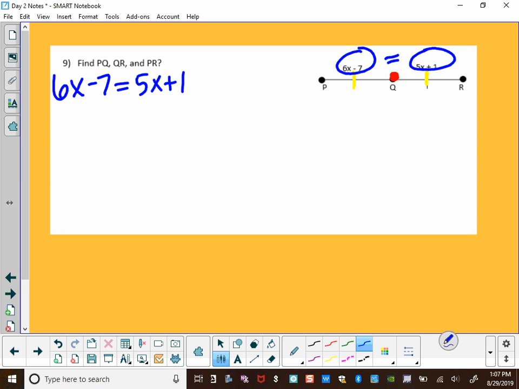So, let's solve for x here. I always like to move my smaller x first. So I'm going to subtract 5x from both sides. You do not have to solve it the same way I do, because you'll still end up with the same answer if your work is right. So I'm left with 1x minus 7 is equal to 1. What do I do from here to get x by itself? Let's add 7 to each side.